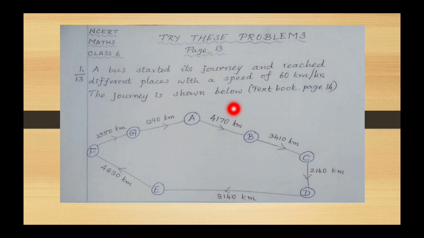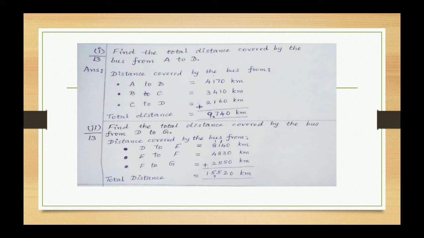It was shown in the next page of the problem. That was in page number 14. Here we have given below. There are places and the distance between two places is given. For each and every pair of places the distance is given. Now let us go to the problems.